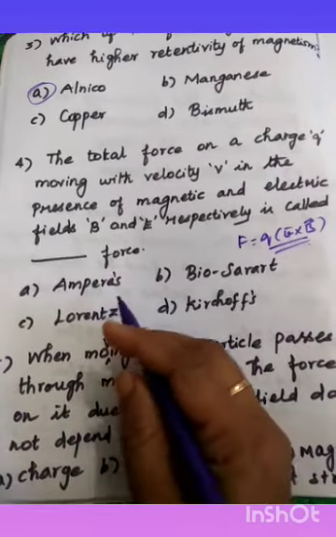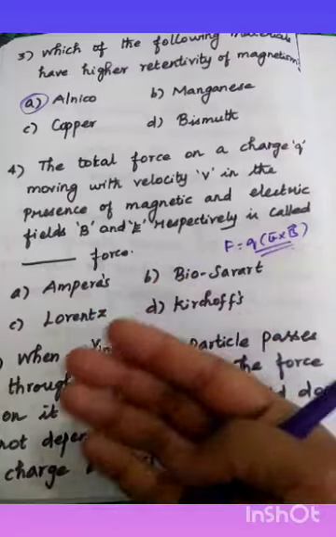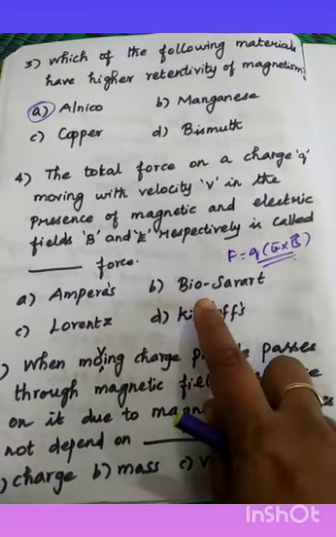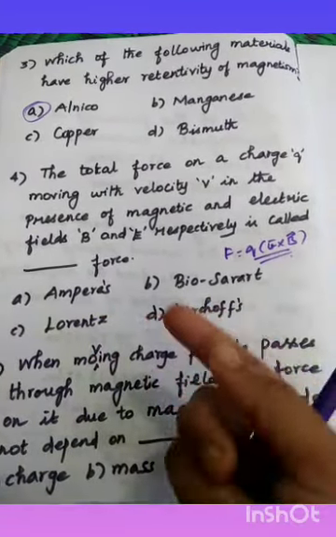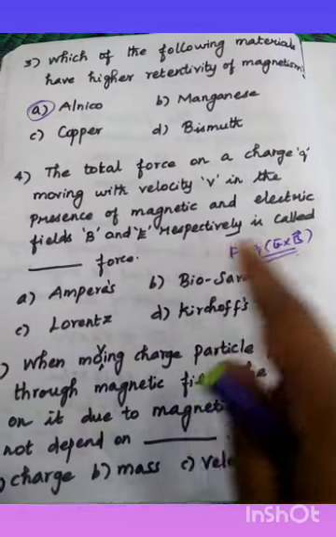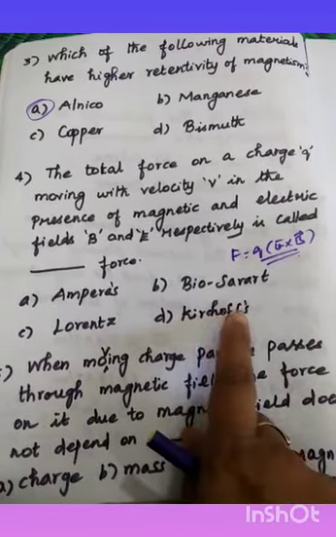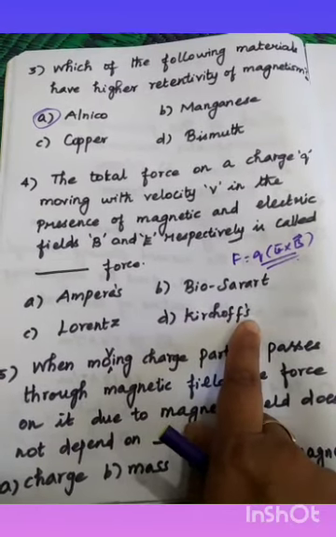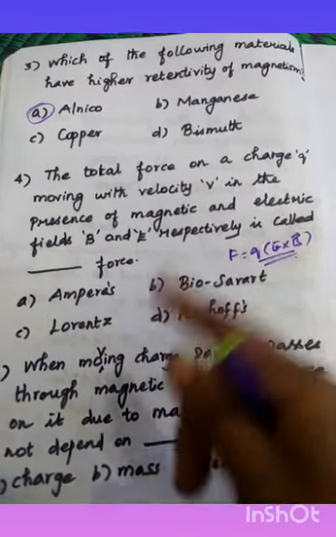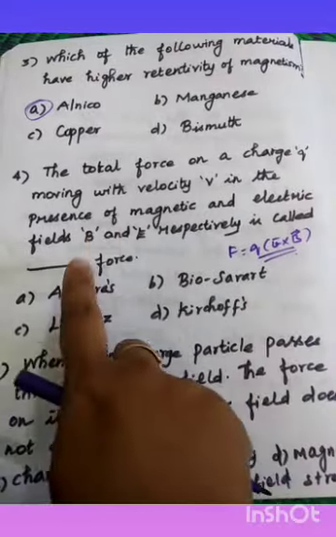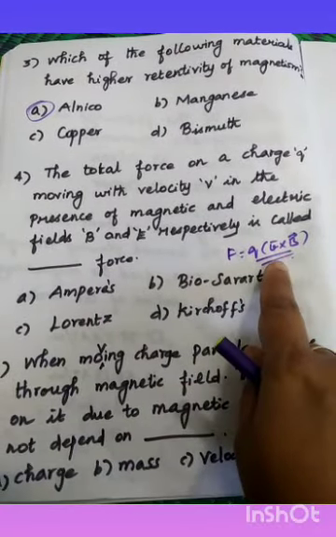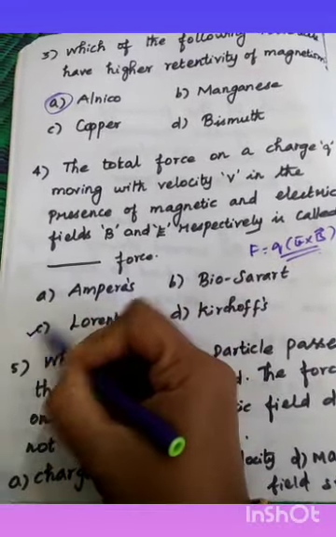Ampere's law is used to find the magnetic field. The Biot-Savart law is used to find the magnetic field due to a current element. And Kirchhoff's law is used to find the current in an electric circuit. So whenever they talk about magnetic and electric fields, please move on to the Lorentz force, F equal to Q into V cross B.